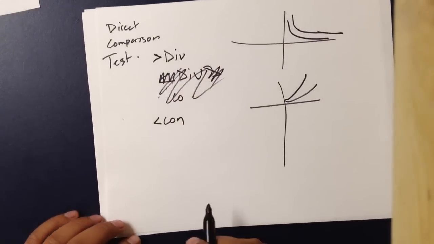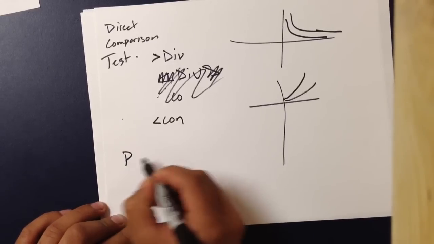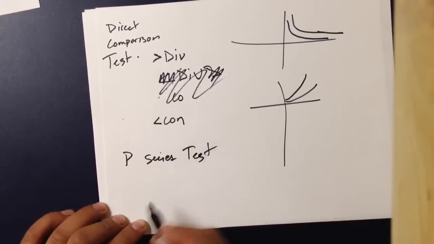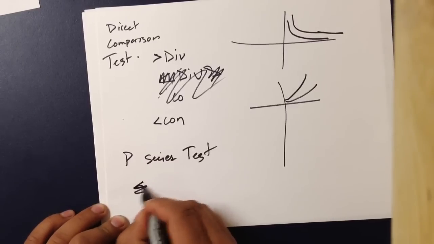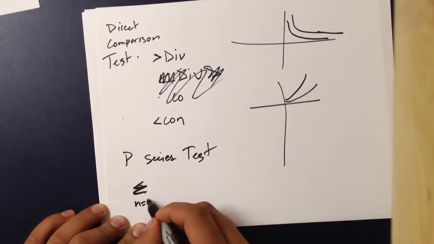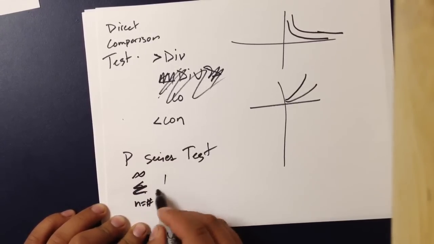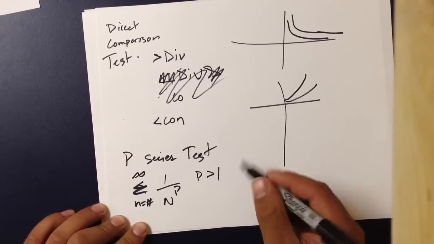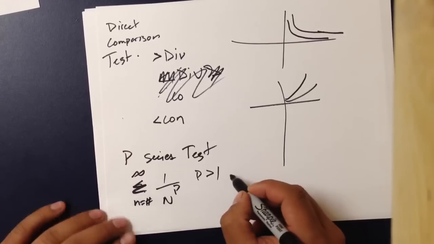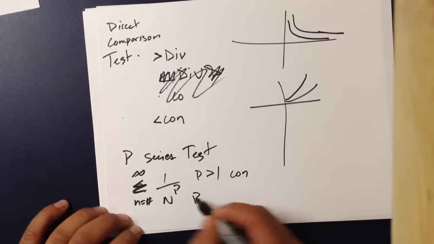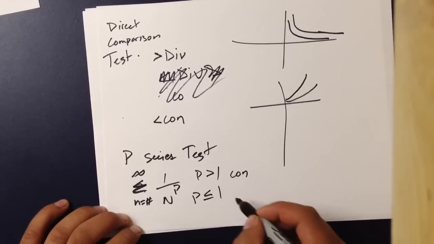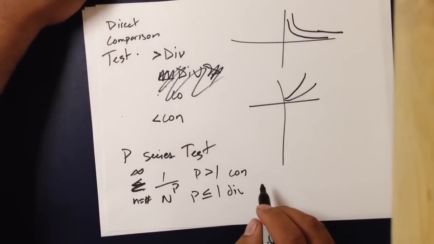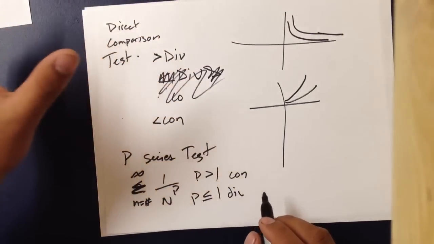Now, a simple way to tell is using the p-series test, which basically states that in a summation from some number to infinity of 1 over n to the p, if p is greater than 1, the series converges. If p is less than or equal to 1, it diverges. And you could use these rules back in the limit test to set up functions that you would need to know.